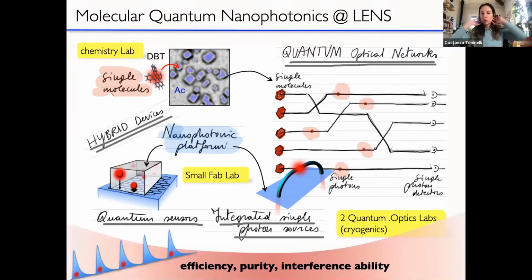Indeed, you have to characterize your single photon source in terms of the efficiency, because this, of course, depends on, for instance, your probability of collecting the photon emitted by the molecule. You might have non-radiative channels kicking in, etc.